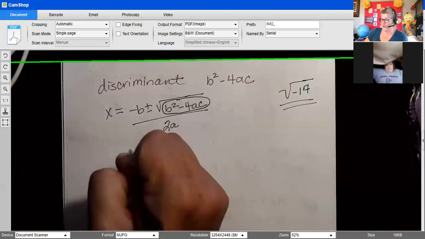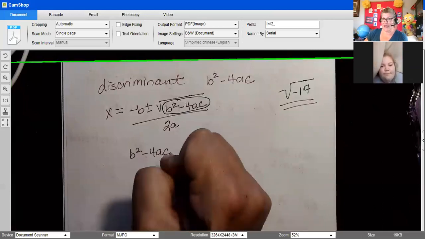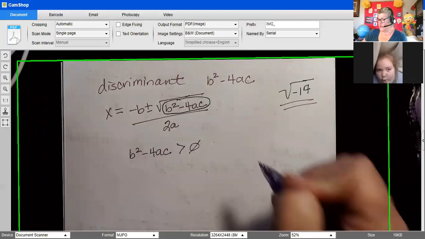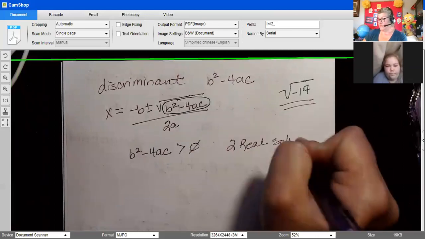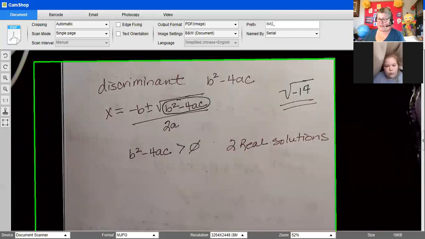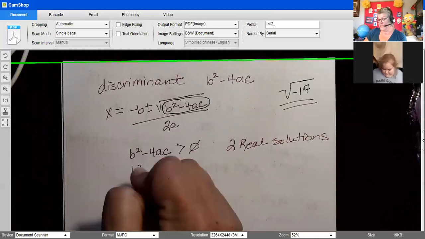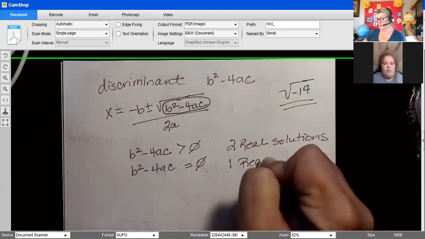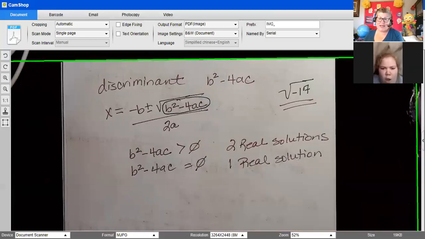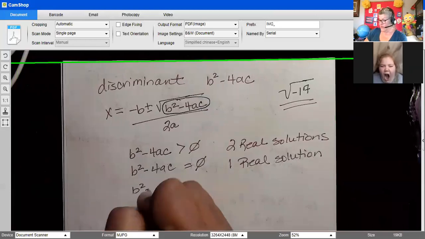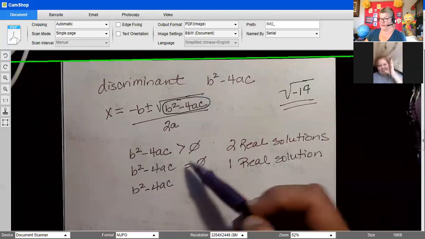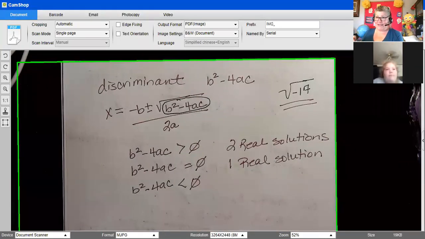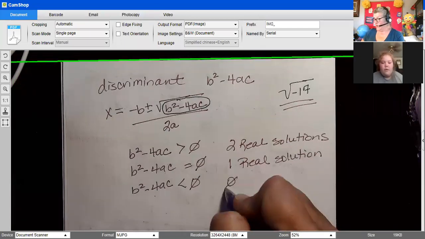So for this discriminant, if b squared minus 4ac is greater than 0, then that tells us that we have two real solutions. And if b squared minus 4ac is equal to 0, then we only have one real solution. And then finally, what's the other one that I haven't written down yet? Less than. Yeah, if b squared minus 4ac is less than 0, then we have 0 real solutions.